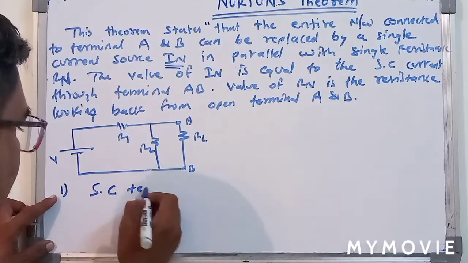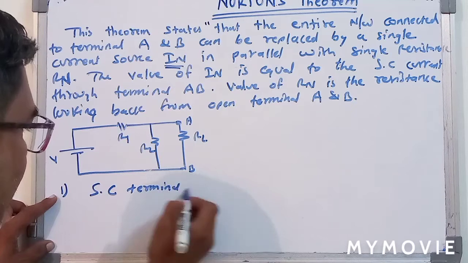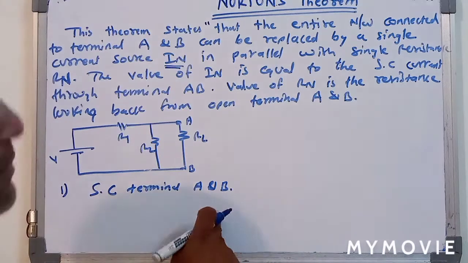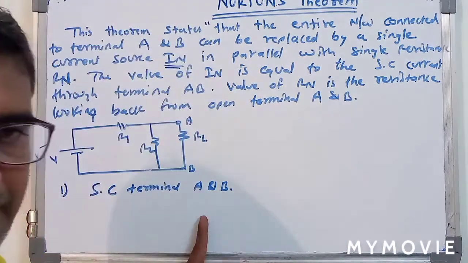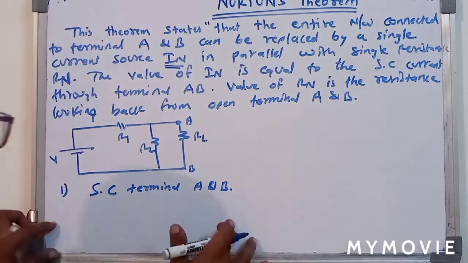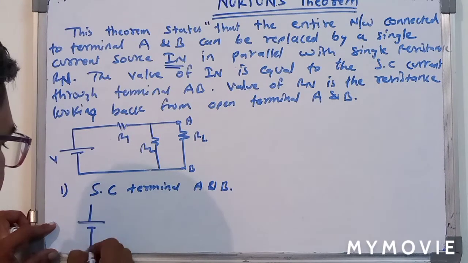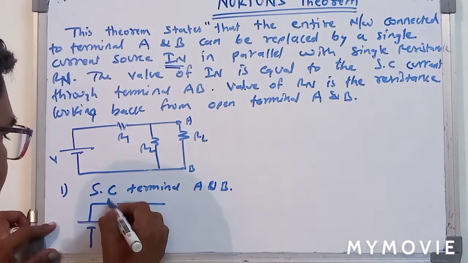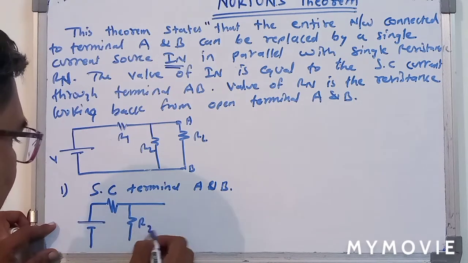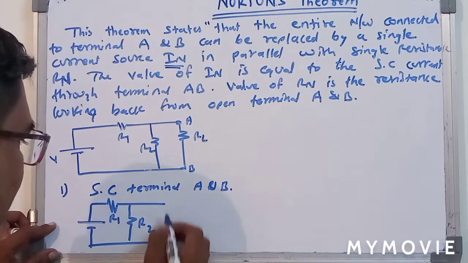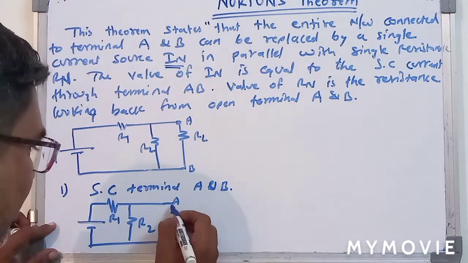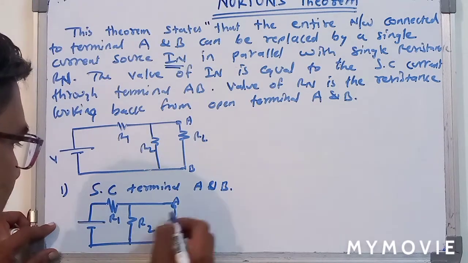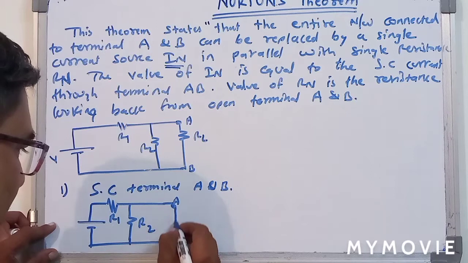Short circuit terminals A and B. So how will the circuit look? The resistance will be replaced by a single straight line. Draw the voltage source, one resistance, and in between there is also one resistance. Here it is R2, here it is R1, and between the terminals A and B you draw one single straight line. It means that it is short circuited.